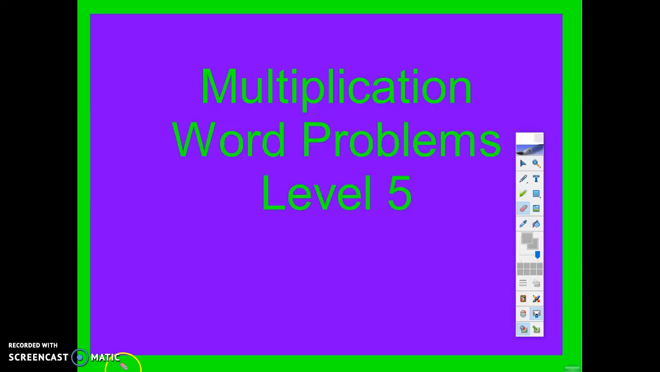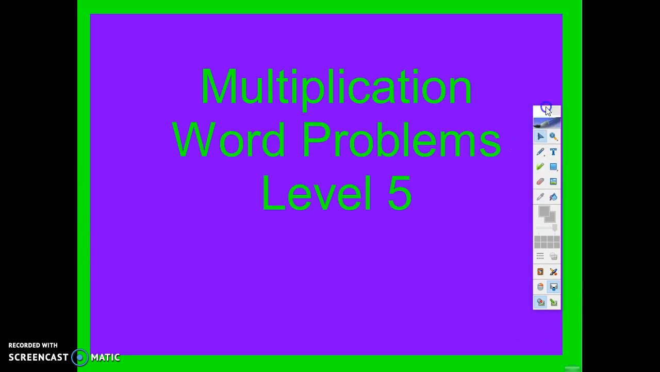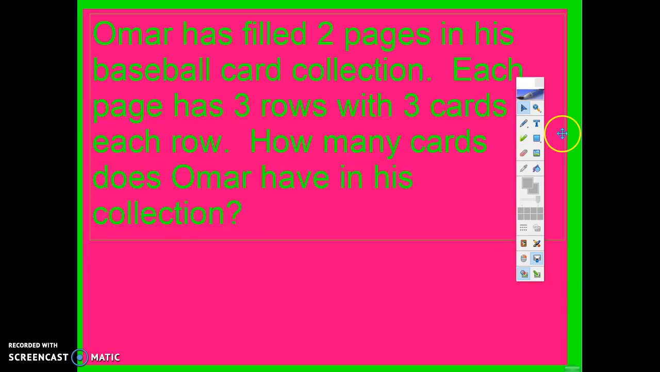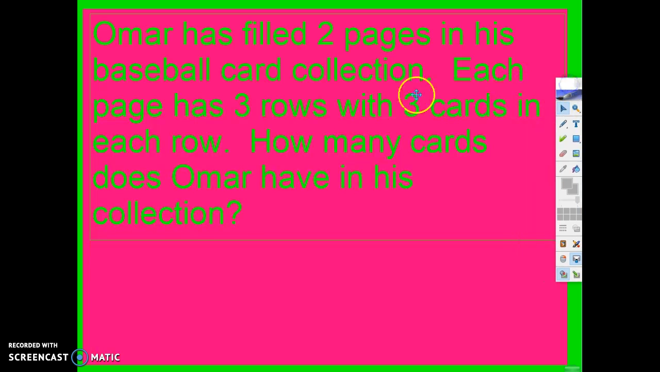Welcome to level 5, multiplication word problems. You're almost done. One level to go after this. Level 5 is pretty tough, so we decided to make level 5 only one style story problem. So I'm going to walk you through and break down how to pass this level. Okay, let's start off and we'll take apart the problem.